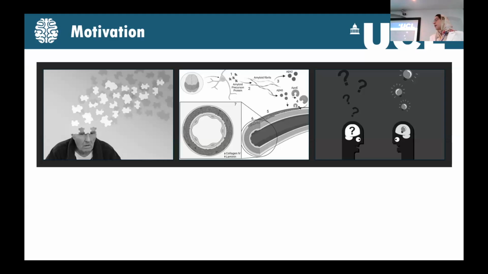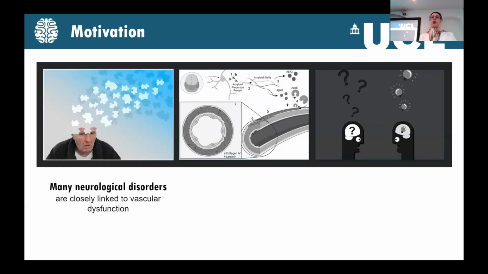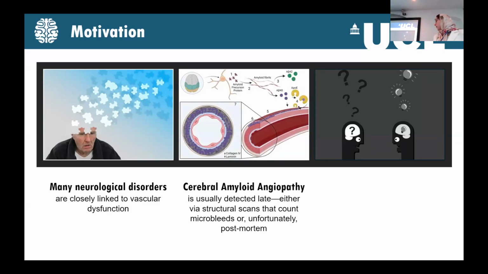So why should clinical practice care about going beyond the linear BOLD effects? Well, because many neurological and neuropsychiatric disorders stem not only from neuronal decline, but also from vascular dysfunction. Take cerebral amyloid angiopathy, or CAA, as an example. This condition occurs when amyloid beta builds up in the blood vessel walls, and so it reduces their ability to adapt to the blood flow demand. It is closely linked to cognitive decline and often co-occurs with Alzheimer's disease.